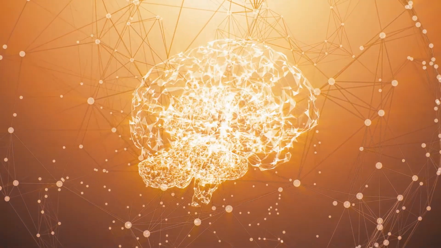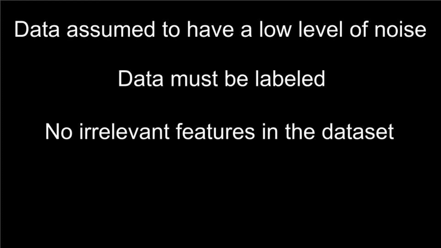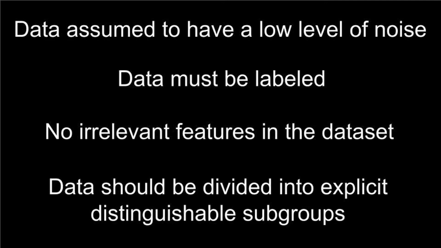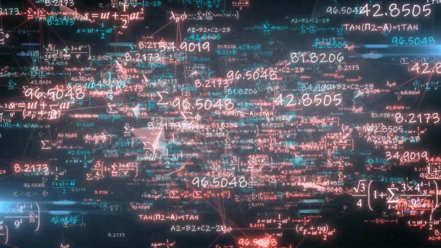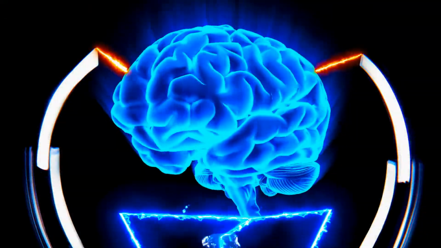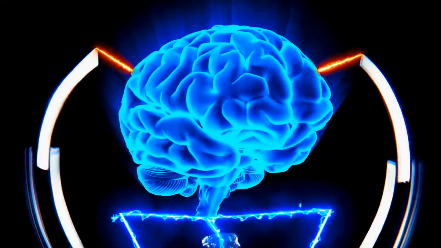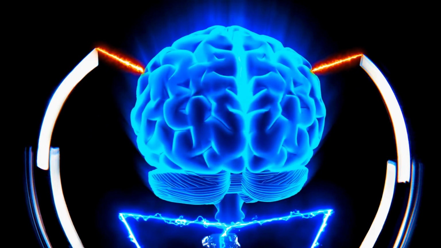There are some assumptions about the data to which the K nearest neighbor algorithm is applied that are worth mentioning. First, the data itself is assumed to have a low level of noise. Of course, the data must be labeled. There should be no irrelevant features in the dataset. Also, the data should be divided into explicit distinguishable subgroups. Well, just a tip. KNN is not a great solution for large datasets because it could require significant computational resources to process this huge amount of data, and of course it will take time.